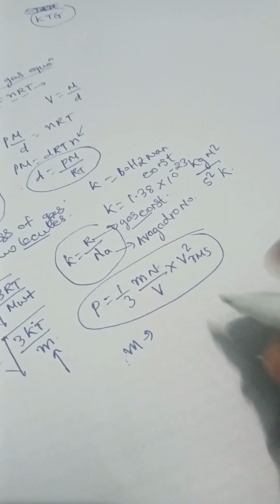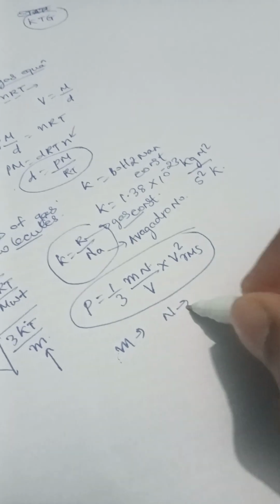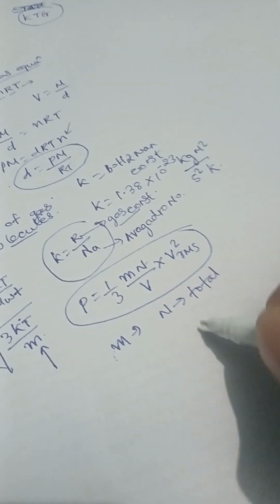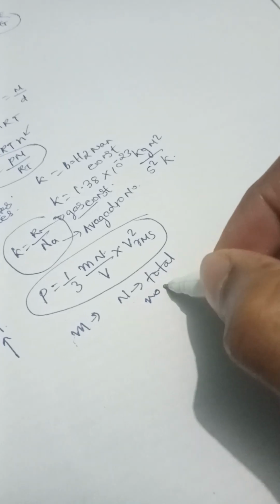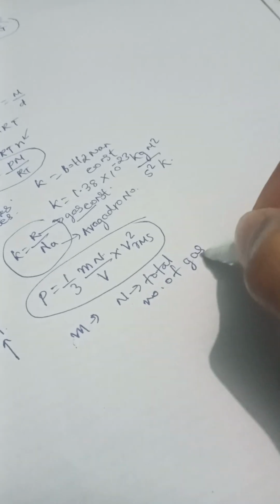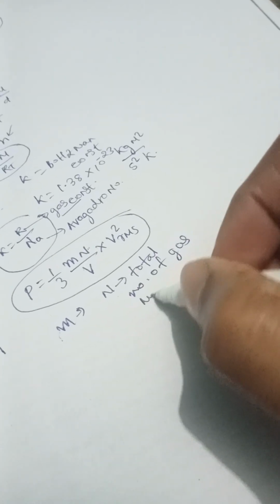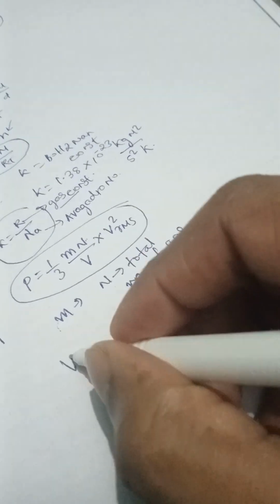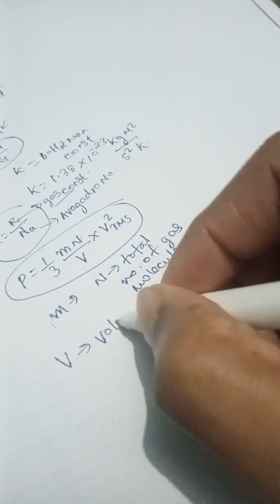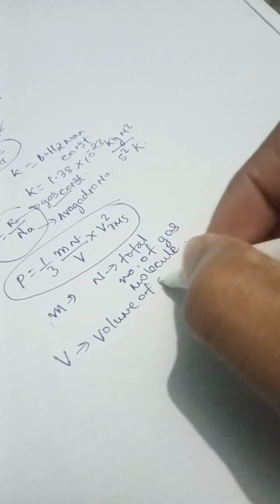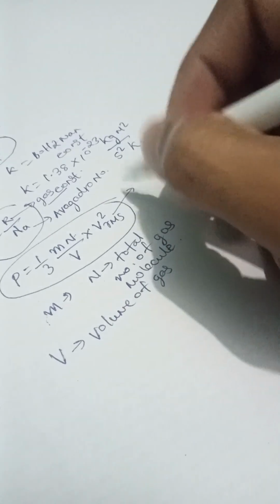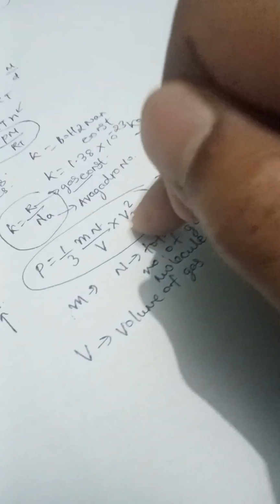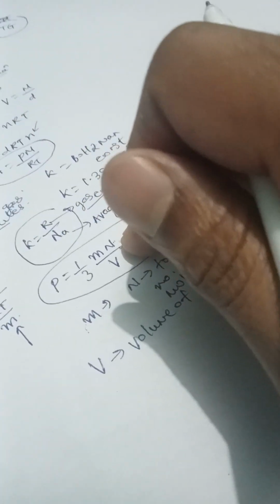What is N? N is the total number of gas molecules. Total number of gas molecules. And what is V? Capital V is the volume of gas. And what is V square RMS? It is the RMS velocity, root mean square velocity, right?